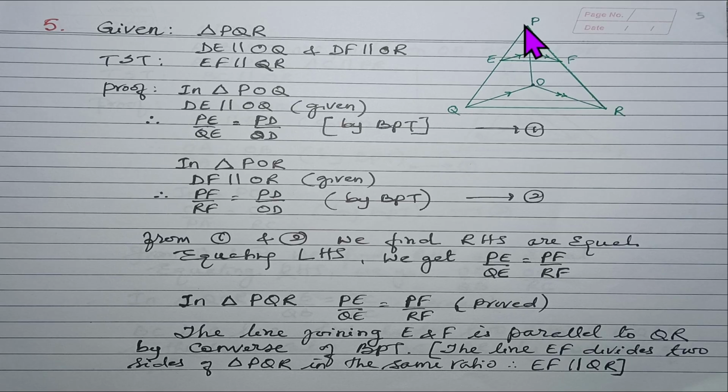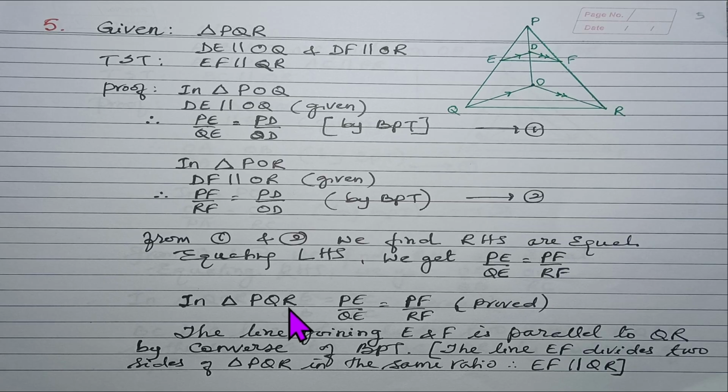Now let us take the second triangle POR. In that, DF is parallel to OR, and therefore again we get PF upon RF is equal to PD upon OD. So that is 2. Now we find here the RHS, PD upon OD and PD upon OD, are equal. Therefore equating the LHS, PE upon QE is equal to PF upon RF. We get this relation.